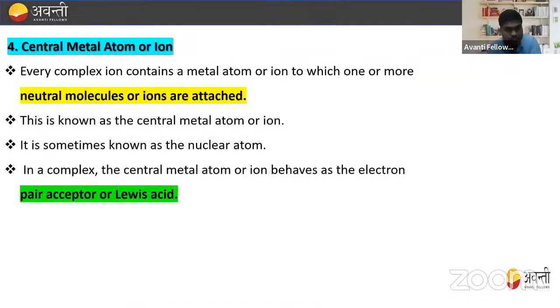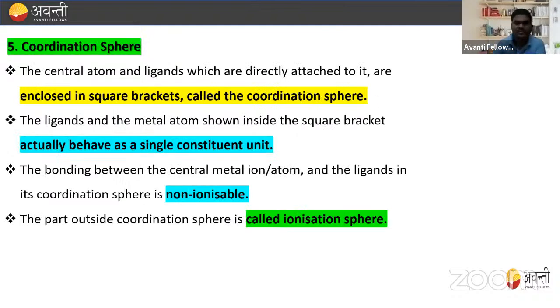Now, what is the central metal atom or ion? Every complex ion contains a metal atom or ion to which one or more neutral molecules or ions are attached. This is known as the central metal atom or ion. It is sometimes also known as the nuclear atom. In a complex, the central metal atom or ion behaves as the electron pair acceptor or Lewis acid.